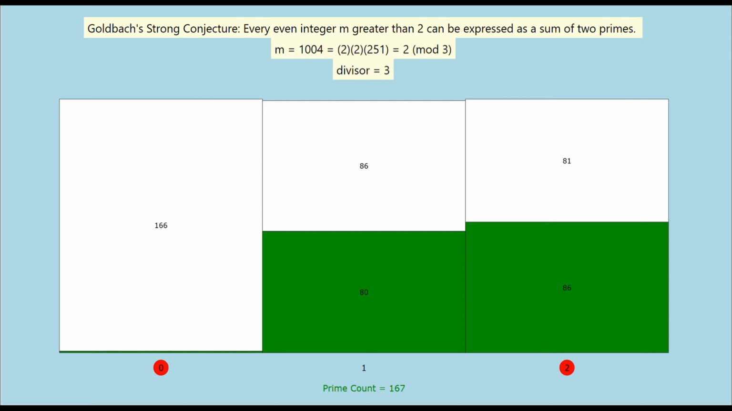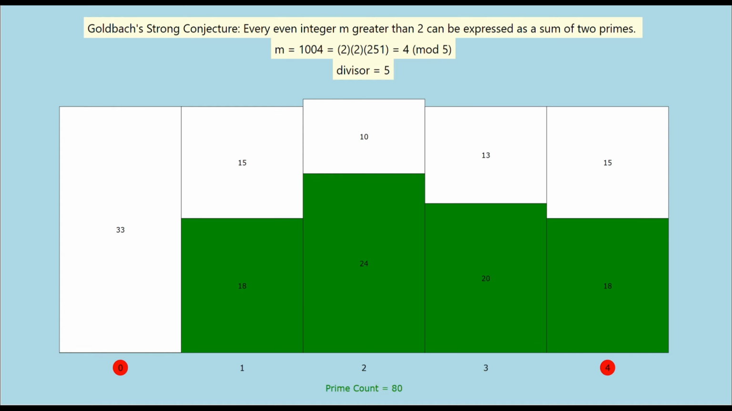Our next removal operation is to remove bar 0 and its complement bar 2. This leaves only bar 1, but it removes lots of composites. Having accomplished removals based on divisor 3, there are now no remaining numbers divisible by 3, and we turn our attention to divisor 5. Here's the new histogram.